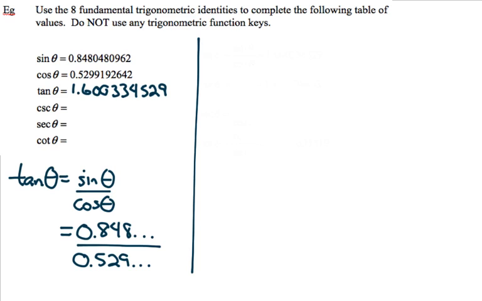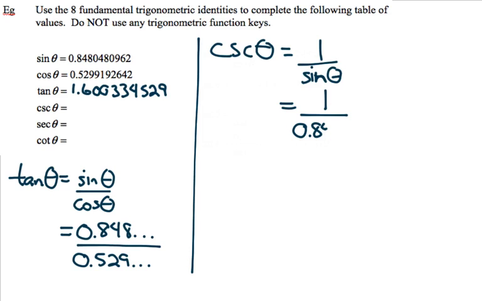And go find cosecant next. We have a formula involving just cosecant and sine. We don't even need to rely on cosine. That's perfectly fine. We only need to use one piece of information. So 1 over 0.848 and so on. Cosecant is 1.179,178,403.